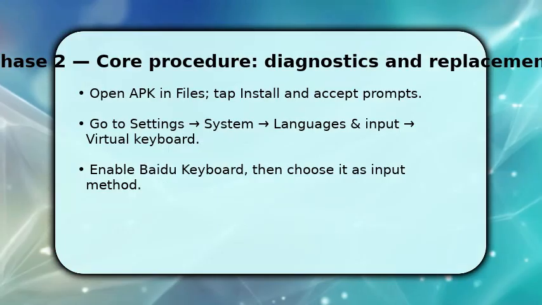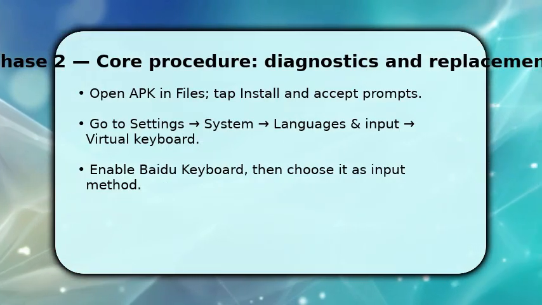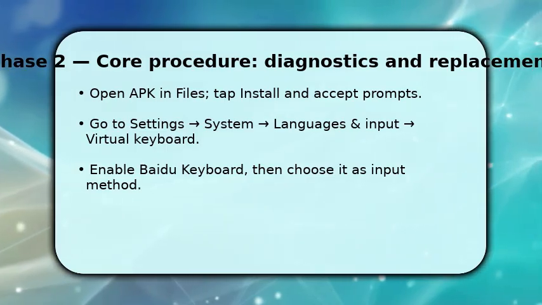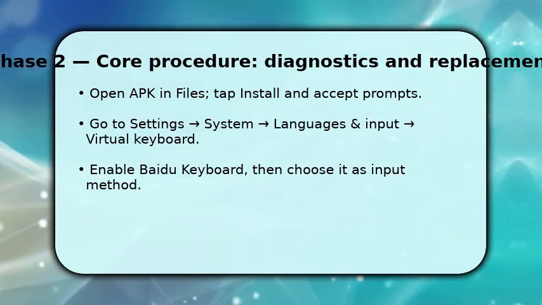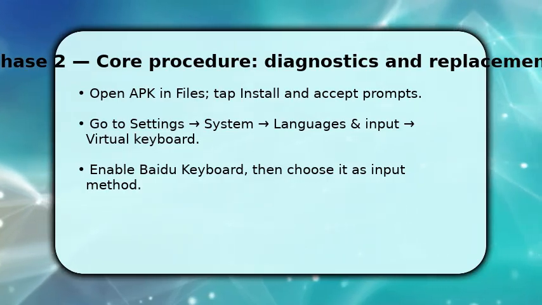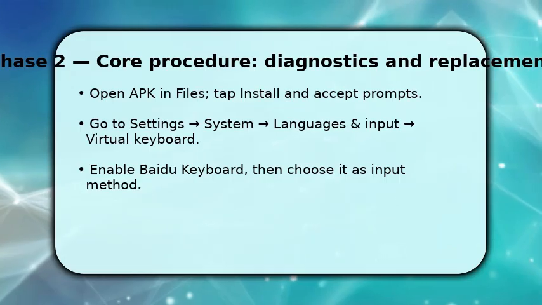You now install and activate the keyboard. Open your file manager, tap the APK, and accept install. Android will prompt about permissions. Allow what's necessary. Once installed, go to Settings, System, Languages, and Input, then Virtual Keyboard to enable Baidu Keyboard.